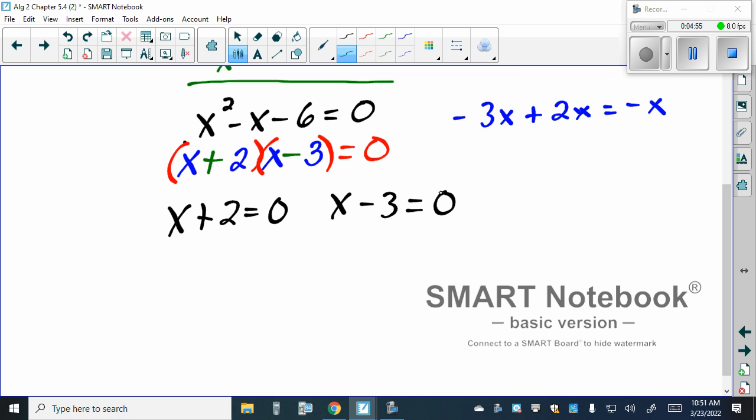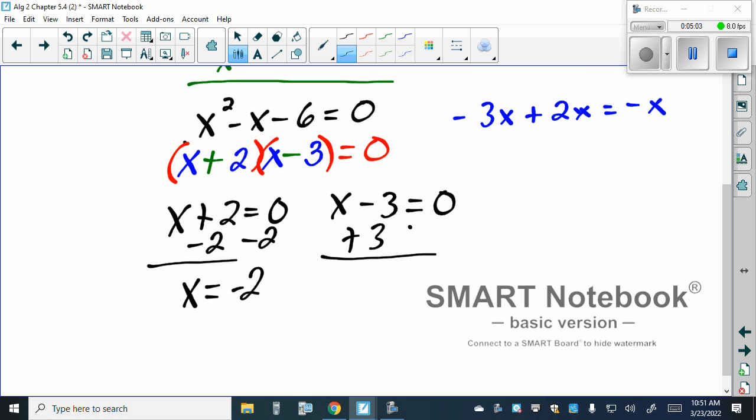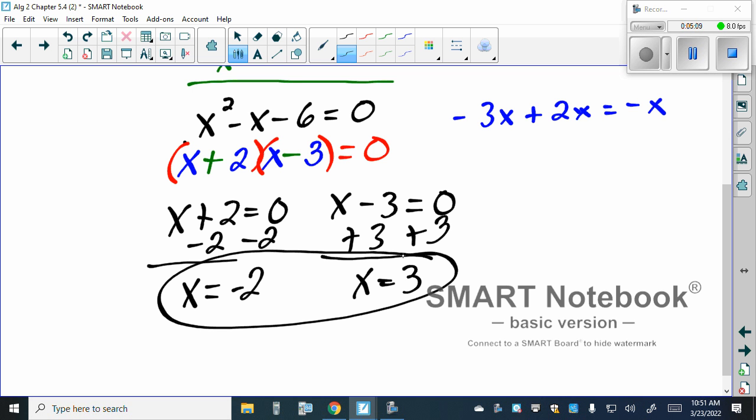We could set both of them equal to 0. Minus 2, x is equal to negative 2. Plus 3, x is equal to 3. And that's all we have to do to find our solutions. But for these here, especially, we need to check them. We need to make sure that they actually work in the original equation. Any question before we go back to check?